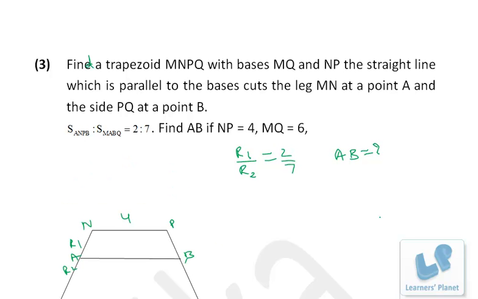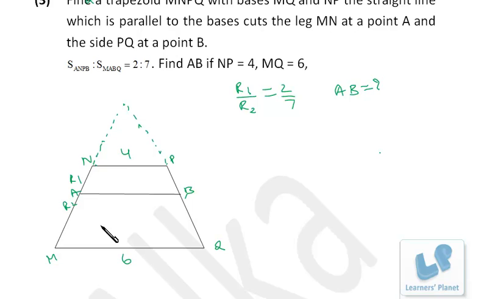Now let's see how to solve this. In this particular problem, what I'll be doing, I'll be extending the sides MN and PQ, right? And I'll be forming a triangle this way. Okay. Now, why I'm doing this, you will get to know right away. So this length is 4. I assume this length to be x, that we have to find out, right?